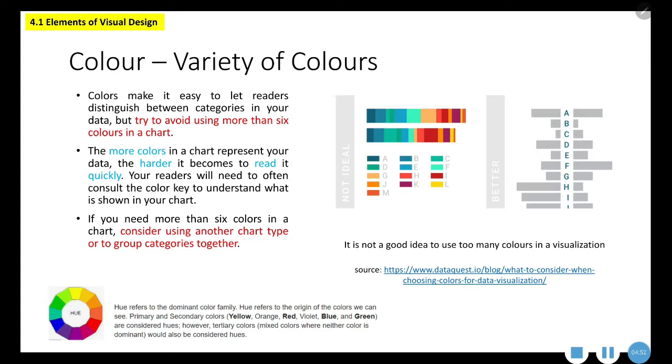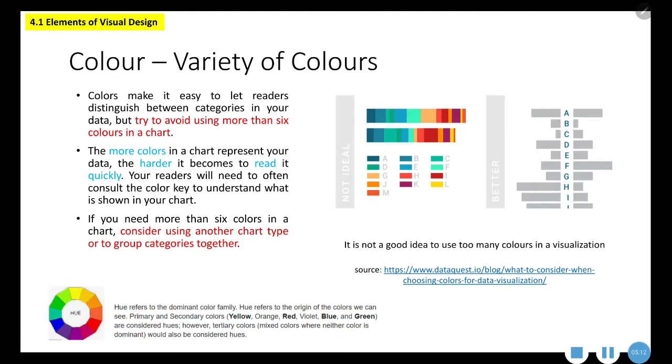Oh, so this green turquoise color is F category. The yellow is L category. So they will always have to refer to the legend. Okay, but this is better, so we just use one tone of color for A, B until L, just gray color.